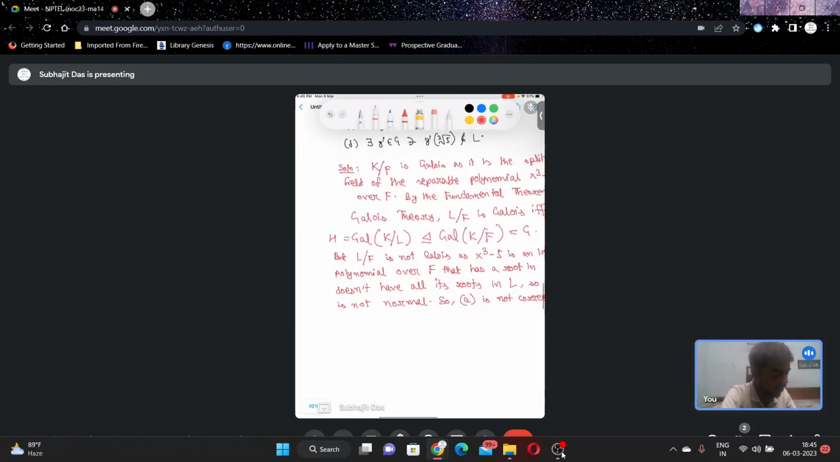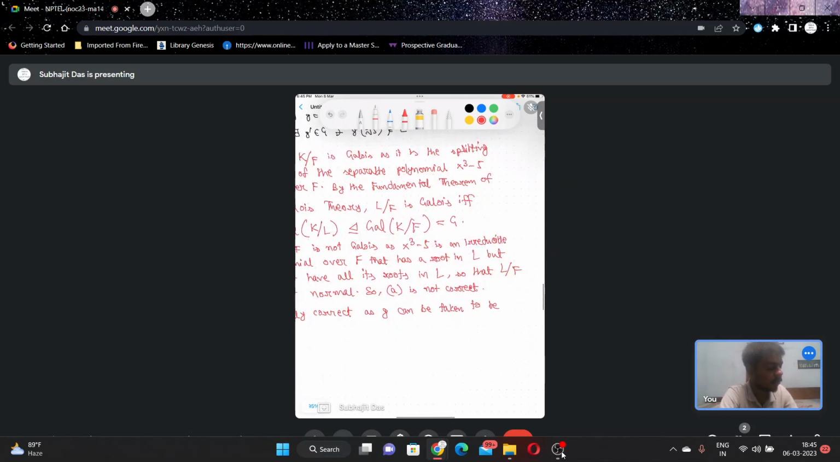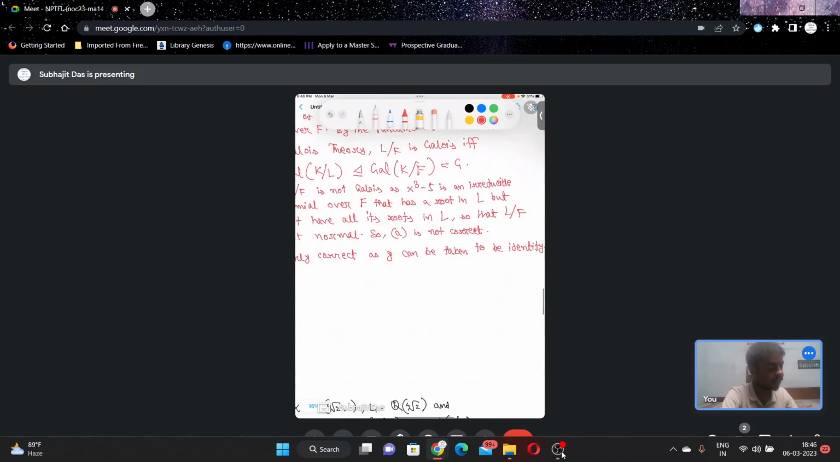Now option C is clearly correct, as g can be taken to be the identity. This is clearly an element. By definition of Galois group, this is an element in the Galois group. So C is clearly correct.